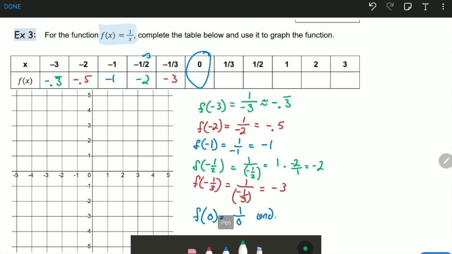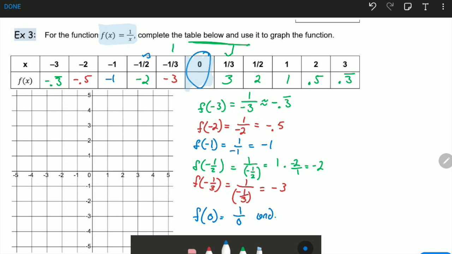And then moving on to the other ones, they would be essentially a mirror image of the left side of the table, except everything's positive. So the y value for 1/3 would be 3, the y value for 1/2 will be 2, the y value for 1 will be 1, then 0.5 or 1/2, and then 0.3 repeated or 1/3. So we've gotten all the values in the table with the exception of the one that we can't find at 0.